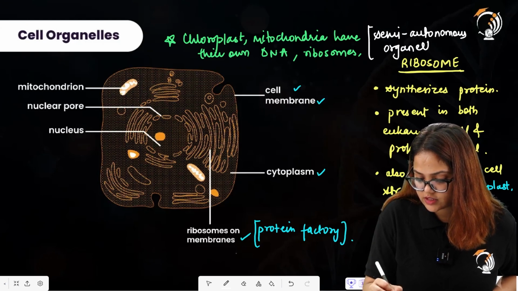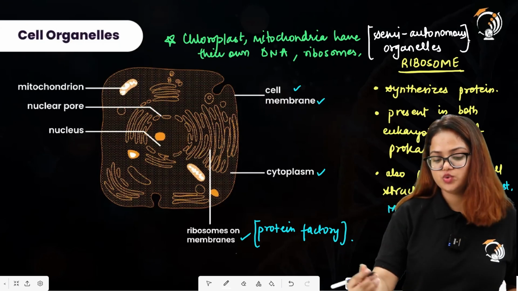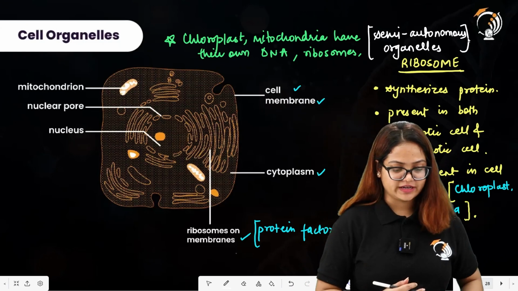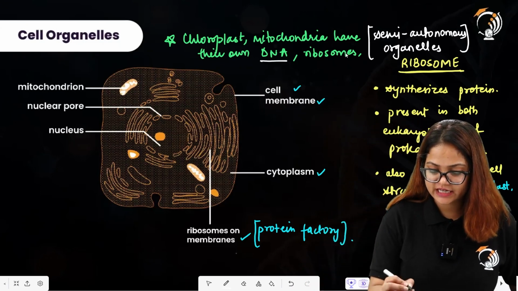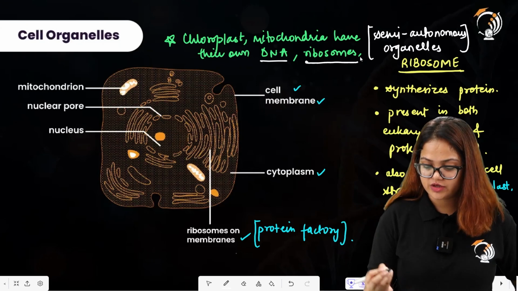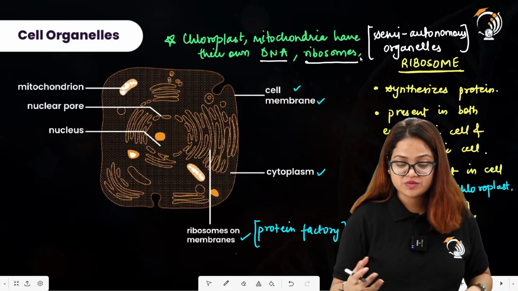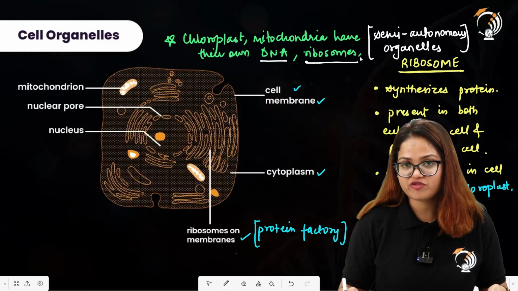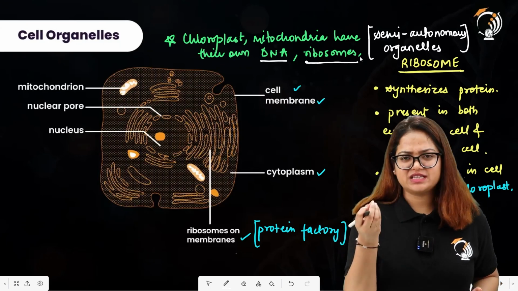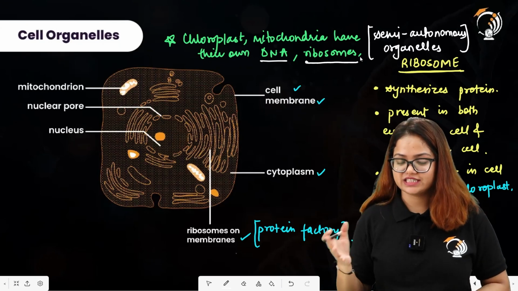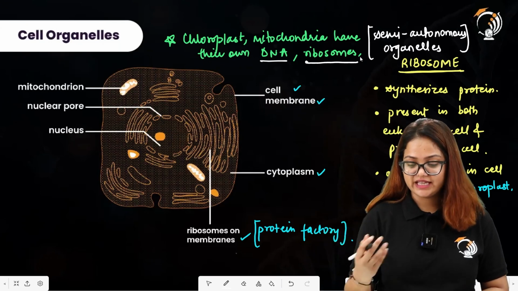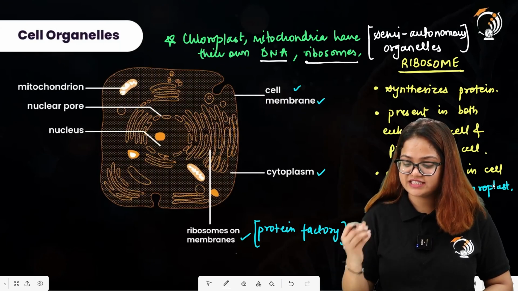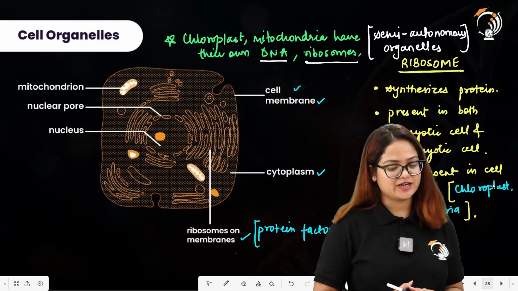All right. So this is a special point about these two cell structures, chloroplast and mitochondria. They have their own DNA, they have their own ribosomes. And what are ribosomes? Ribosomes are the structures that are responsible for the synthesis of protein. These are present in both eukaryotic and prokaryotic cells, and they are also present in chloroplast and mitochondria.